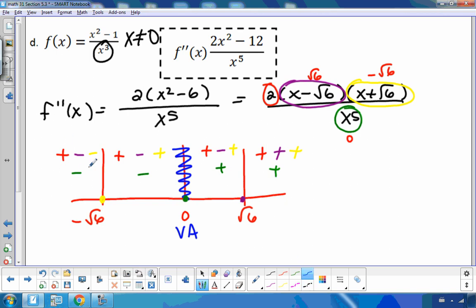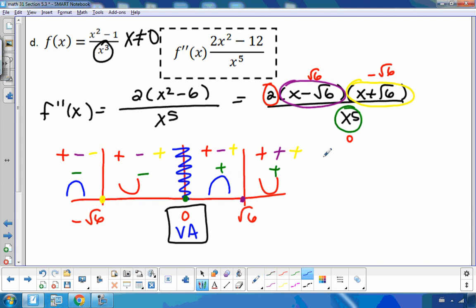So in my first interval here I have 3 negatives, so it's concave down. Here I have 2 negatives, which make a positive, so it's concave up. In the third interval here I have 1 negative, so it's concave down. And then here this is concave up. So see what I'm talking about right here? You would think that because I go from concave up to down, it would be an inflection point, but it isn't. It's a vertical asymptote.